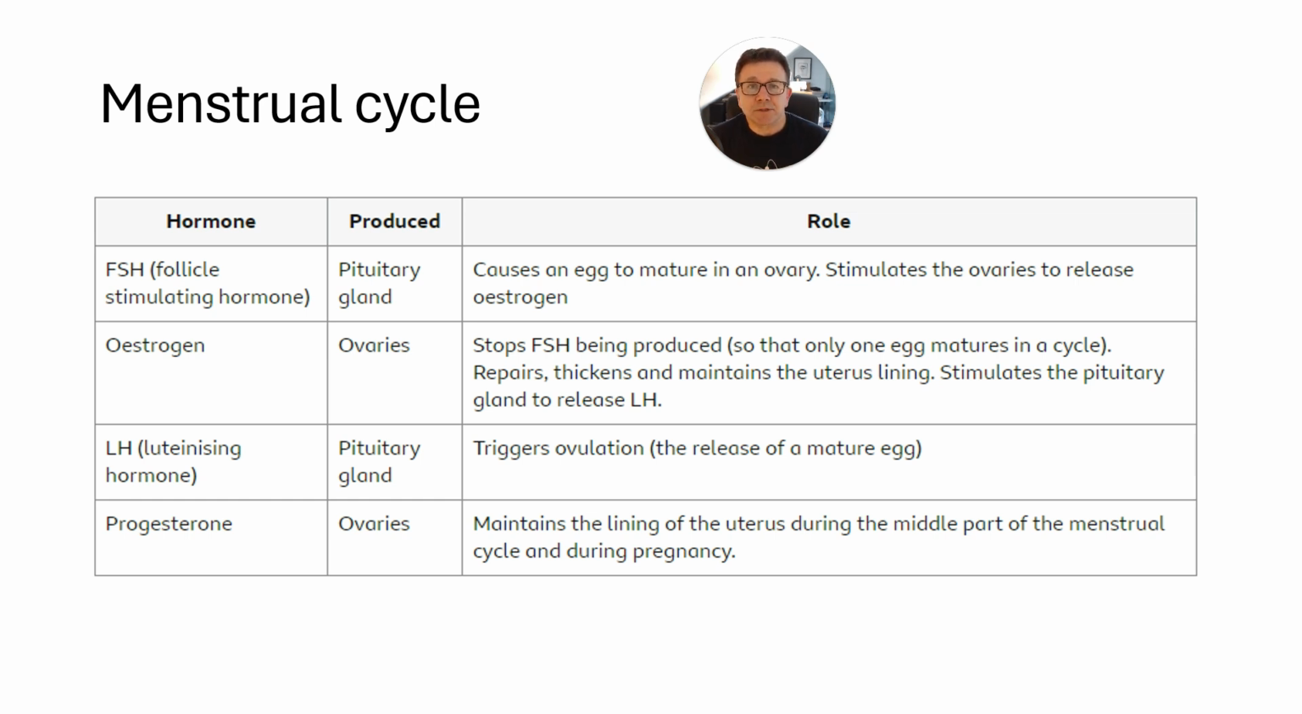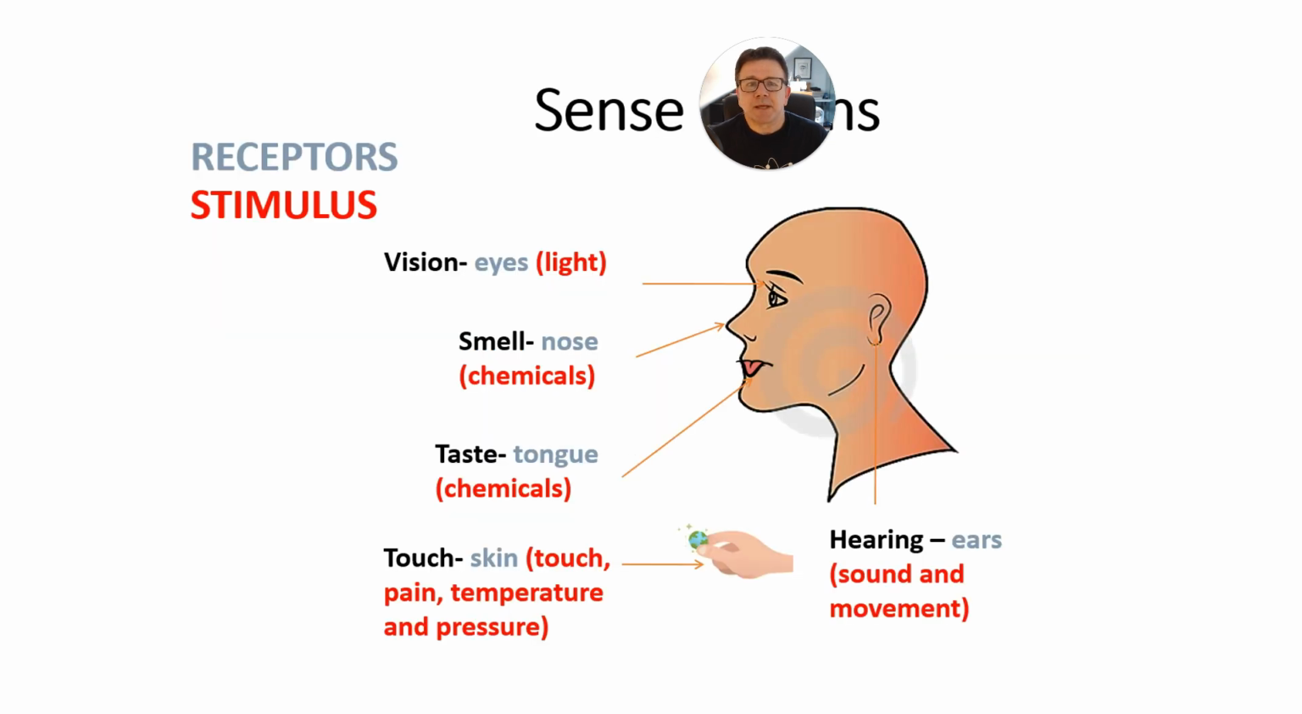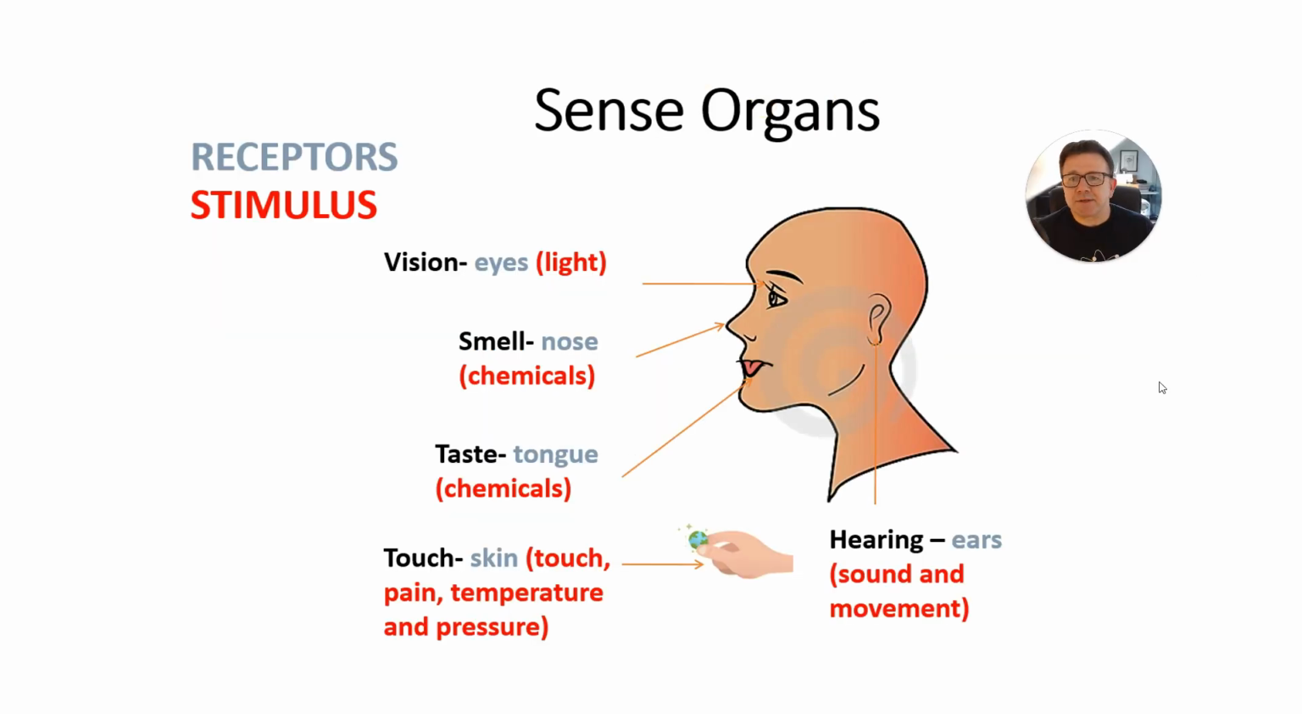Now here's a little DrBiology top tip. If they give you a graph and ask when the egg was released, don't always go for day 14. Most teachers say day 14, which it is, but you need to check the graph and use the data in the graph. And the final hormone, progesterone, is made in the ovaries and maintains the lining of the uterus during the middle part of the menstrual cycle, and particularly during pregnancy.